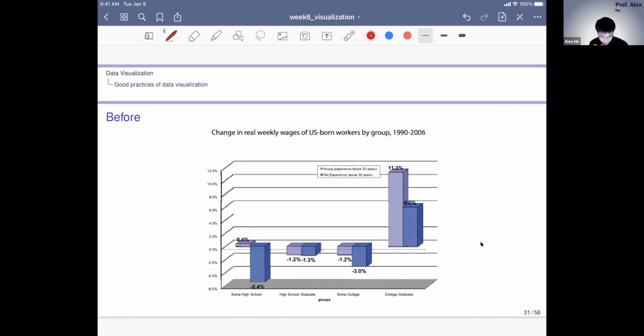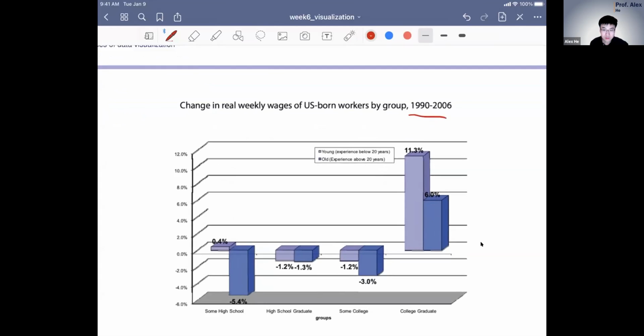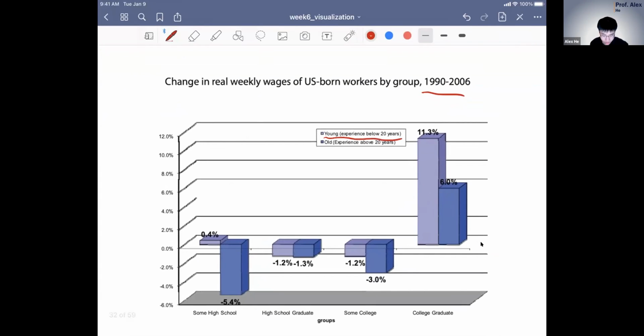Okay, so this is a typical Excel figure. You have this change in weekly wages of US born workers by group from 1990 to 2006. And you have this very little legend here. And these bars are the young group, which are people with experience below 20 years. And then you have the old group, which are people with experience above 20 years. Then you have these 4 education groups: high school graduate, college, and college graduate. And then for each of these education groups, you can see young and old workers, what are their respective wage changes.